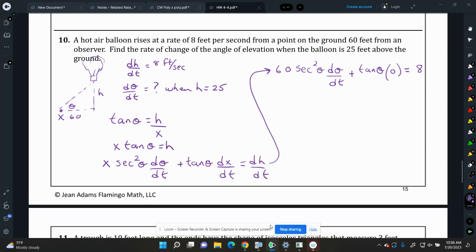So I've got 60 secant squared theta d theta/dt. Well, d theta/dt is okay because that's what I'm trying to find. But how do I figure out theta? Oh, you can do it now, right? Can't you just plug it in now with the tangent of?